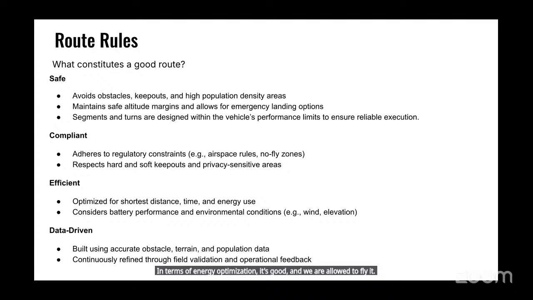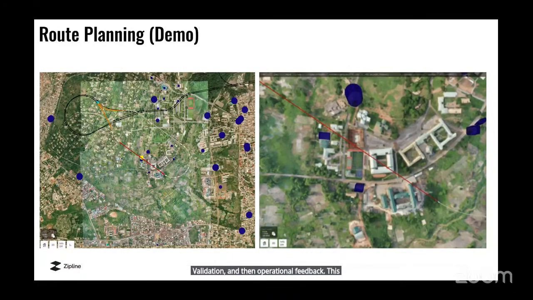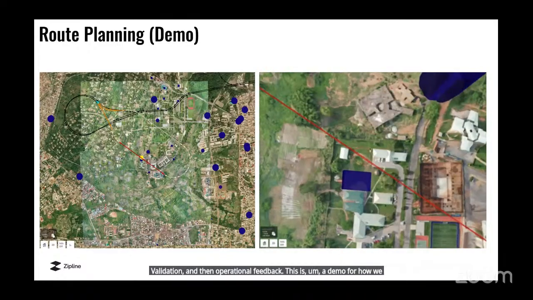For data driven, we want to build our routes using the most accurate obstacle data, terrain data, and then population data. And then we continuously refine the data through field validation and then operational feedback. This is a demo for how we do the route planning.